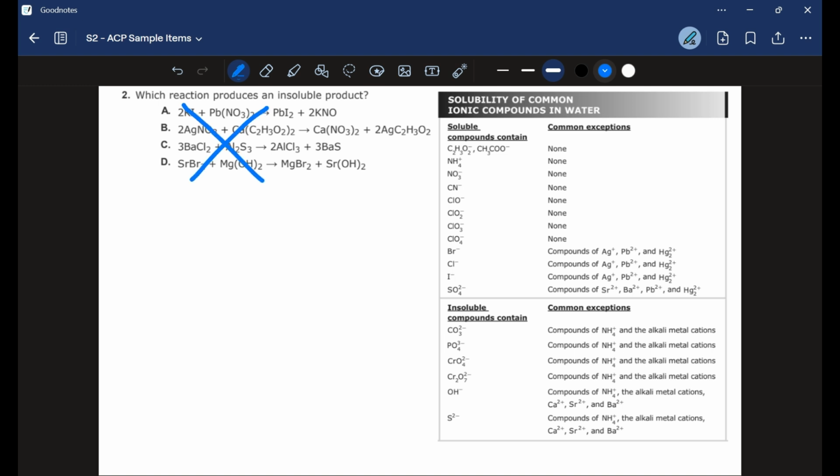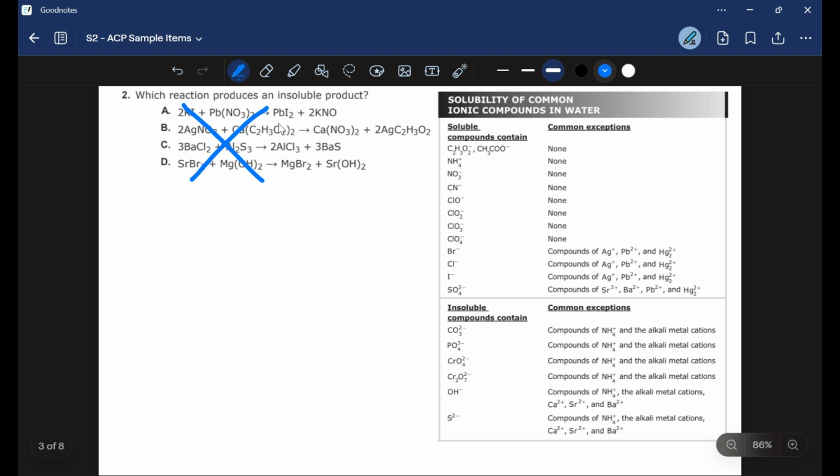We're not looking at those. We're just going to focus on the products. So you have to go one by one, each substance, look at the anion first, which is the second element, find it on your list, see if you have any exceptions, and go from there.